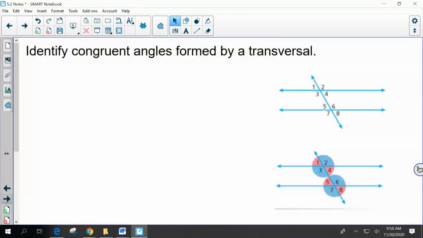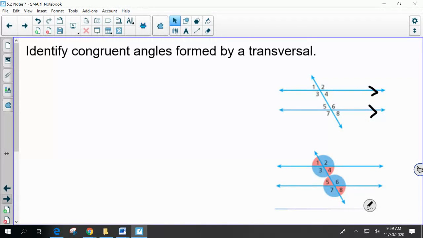Anyways, all right. We're going to look at identifying congruent angles. We're going to list them out first, and I'll show you how to write them. If you look at this picture, here are your parallel lines, and the one going diagonal is your transversal. In order for this to work, you have to have two parallel lines cut by a transversal to have all of these angles be congruent.